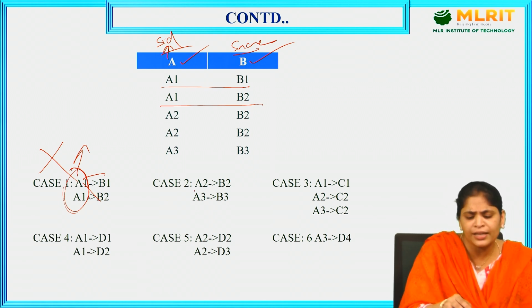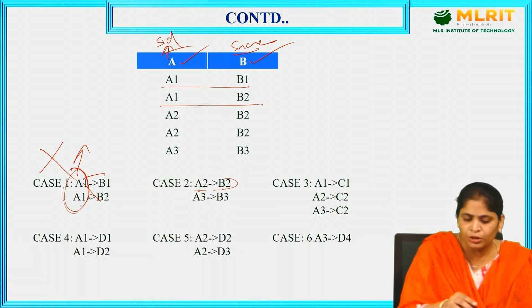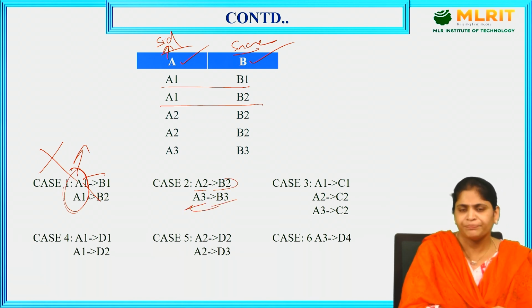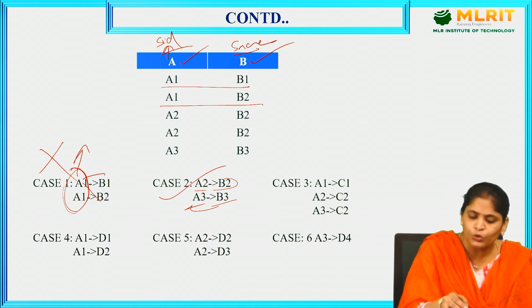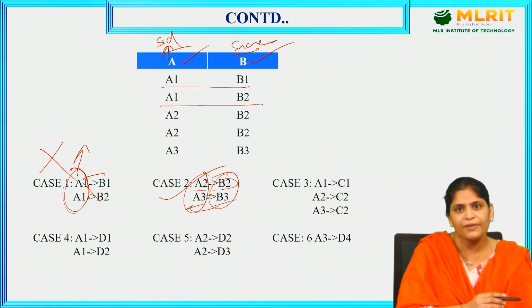Here, A2 derives B2 and A3 derives B3. This is a valid FD. Why? Because here two different SIDs are deriving two different persons. This is a valid FD.